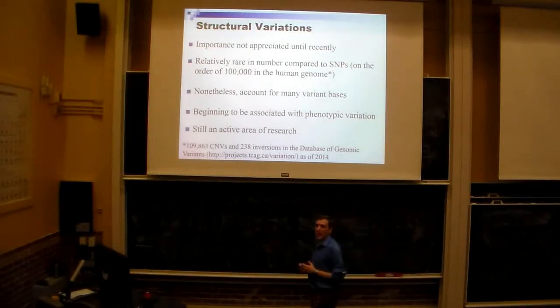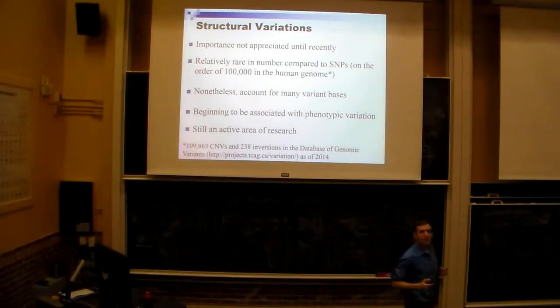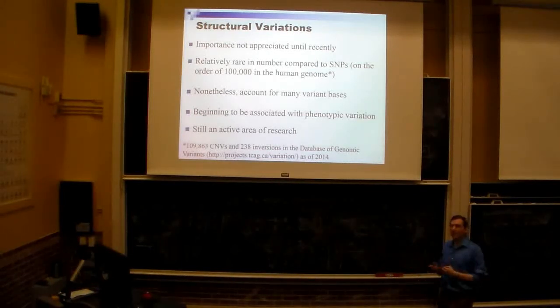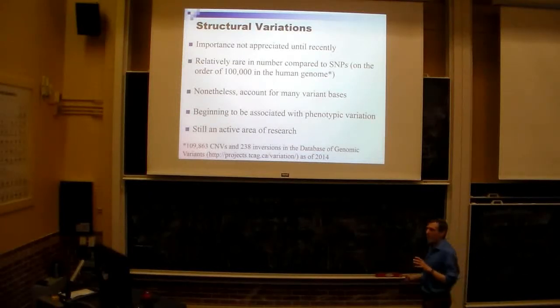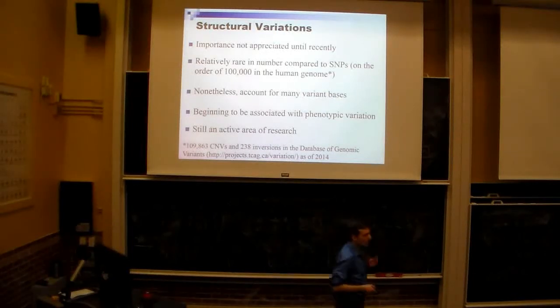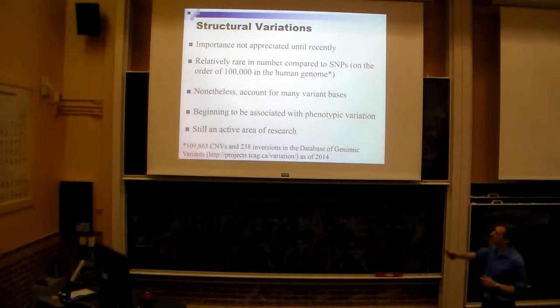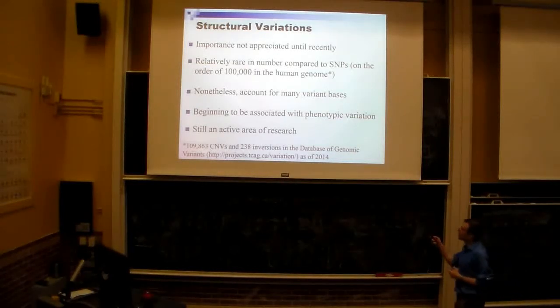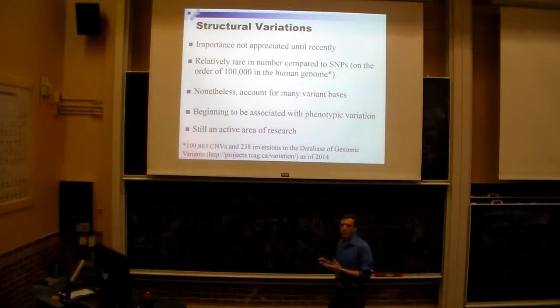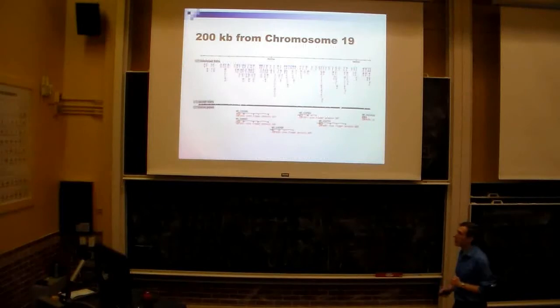But nonetheless, these are believed to account for a relatively large fraction of variant bases. So even though there aren't that many places where you have a megabase size inversion of the genome, each one of them may be accounting for 1 million bases of DNA that have some change in their relative context. So there is emerging evidence that these may be quite important for some phenotypes, especially disease phenotypes, and this is still an active area of research, but there are now some nice examples of some of these that are known to be correlated with various complex phenotypes. So just be aware this is another kind of variation, not as well studied as SNPs, but quite important.